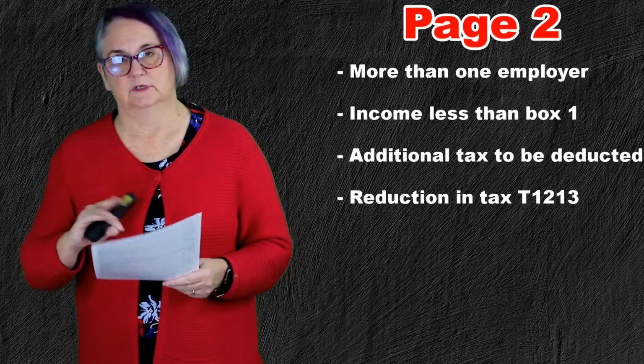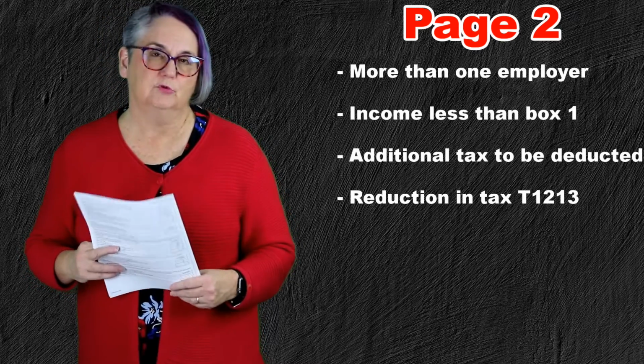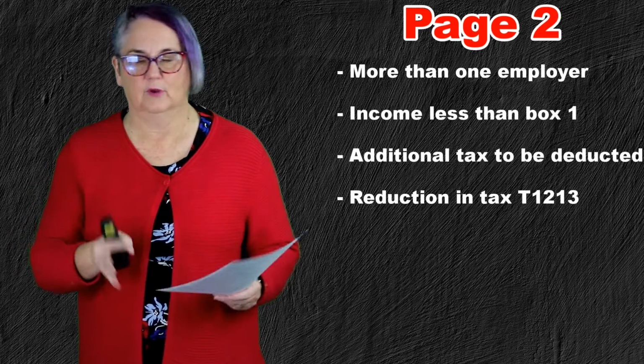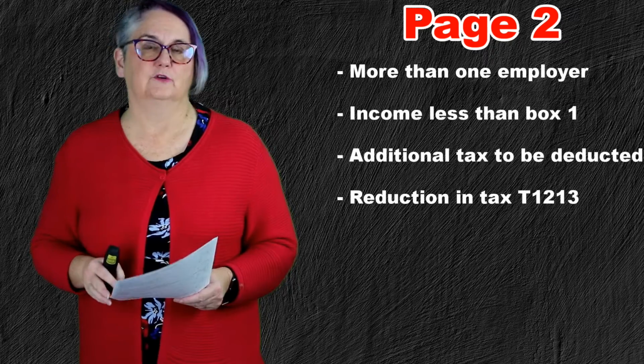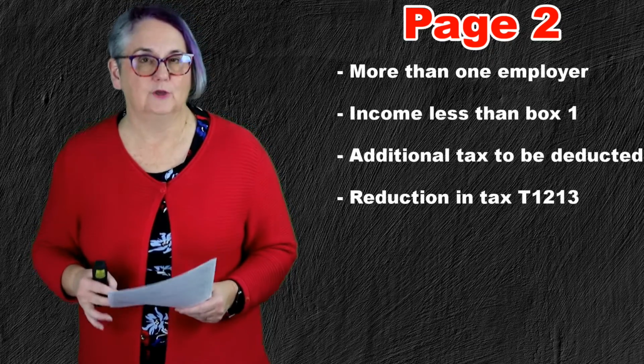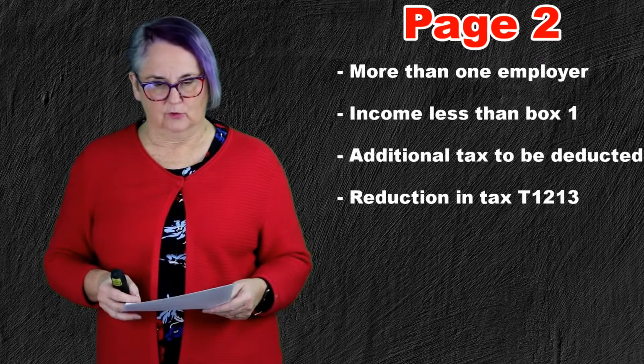So there's a box to tick that says that you have 2 employers. For the first employer that you fill in the form, do it the way I've just explained it. For the second employer, tick this box and don't put any other numbers on the form. That way you won't end up trying to claim the credits twice on 2 different TD1 forms.